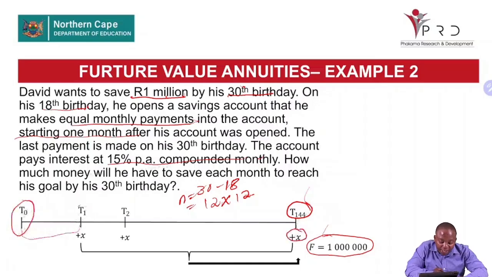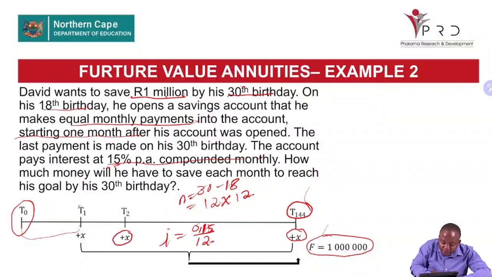Now the account pays interest, so our i in this case is equal to 0.15. We take the rate, we divide it by 100, all over the compounding period of 12. Then how much money will she have to save each month? So we are looking for X. X there is our unknown. So we need to find out how much we need to save up to this.